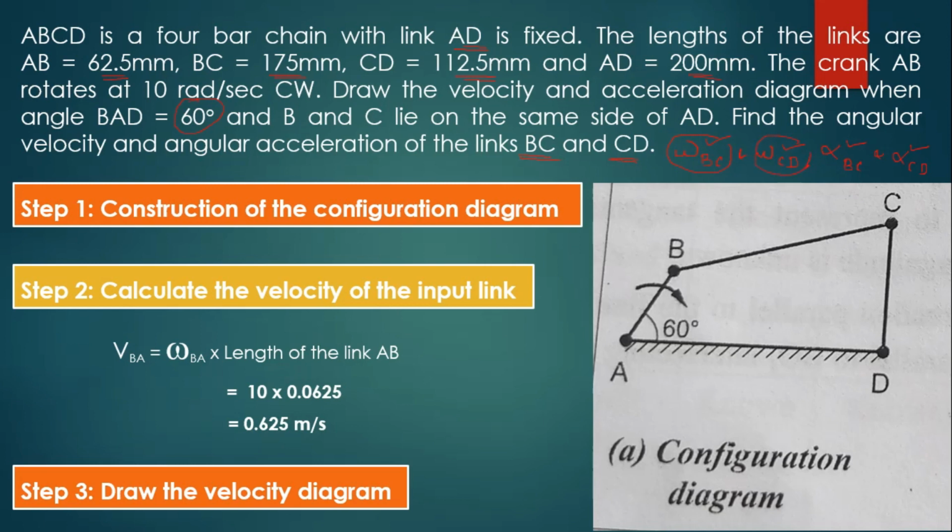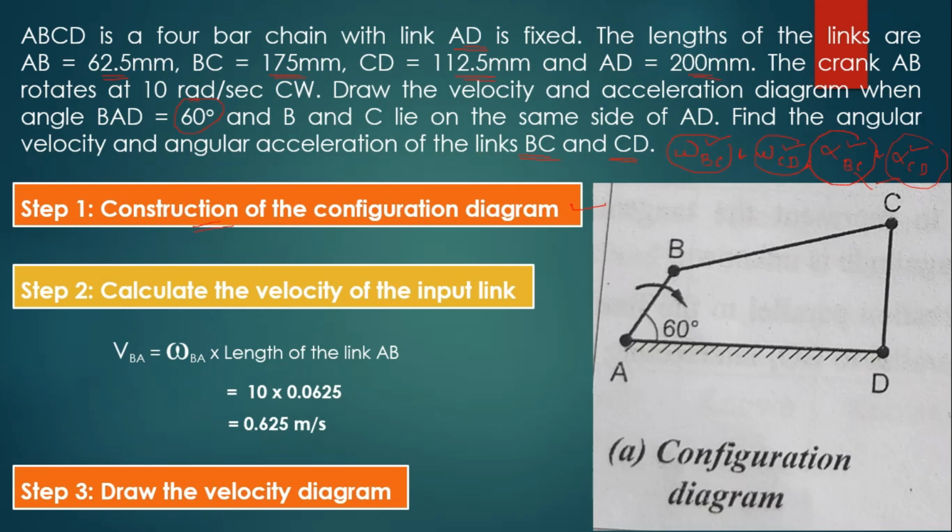So, anyway, in this video we will discuss this also. Our ultimate aim is to find alpha BC and alpha CD. We will get this from the acceleration diagram. So, let us move step by step. Step 1, construction of the configuration diagram.